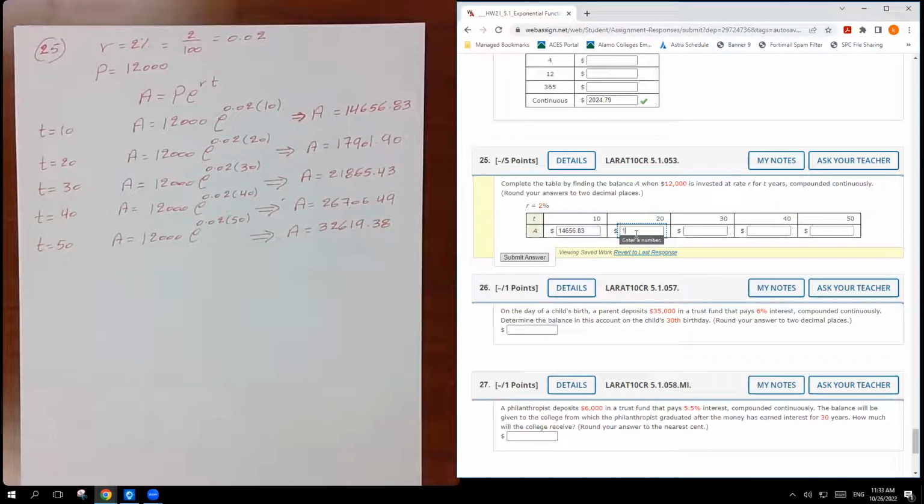The second one is going to be 17,901.90. And this one is going to be 21,865.43. And when it's 40, it's going to be 26,706.49. And when it's 50, it's going to be 32,619.38. That's it for this example.